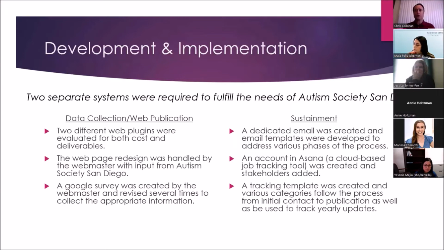The second portion of sustainment was using a job tracking tool called Asana. And that was created with the relevant stakeholders added to keep in the loop. And you'll be seeing in the next slide kind of what that looks like. In addition to that, the tracking template was created in various categories, to follow that process all the way from a nomination, if you will, or initial contact to a previously published resource. And this will all keep the project up to date and perpetual into the future.